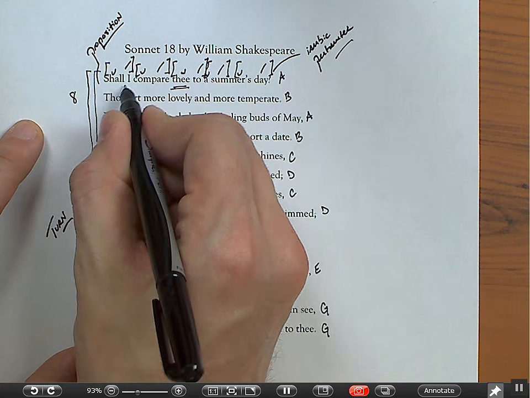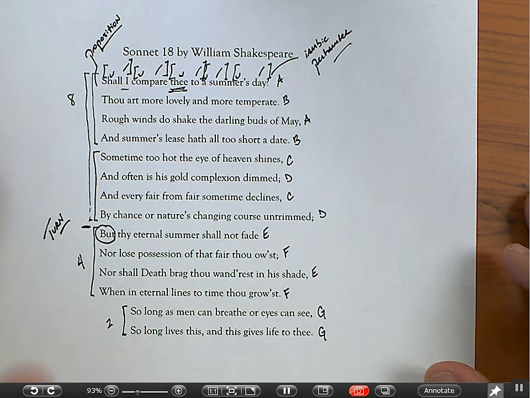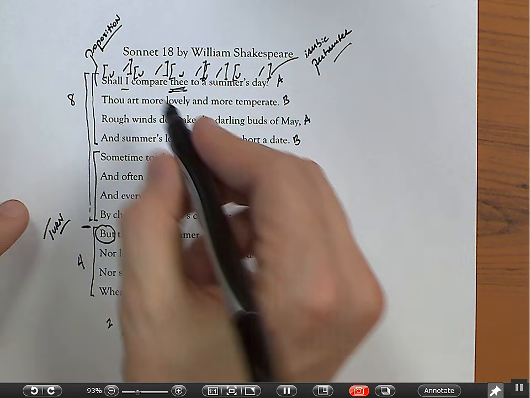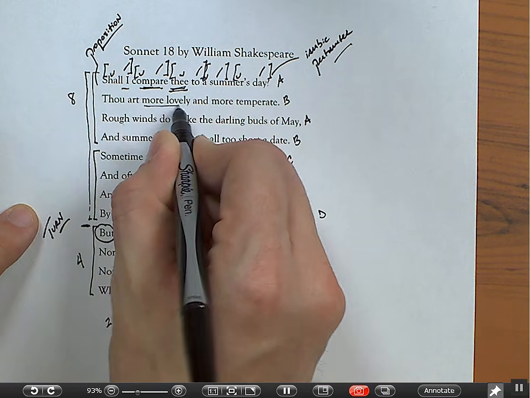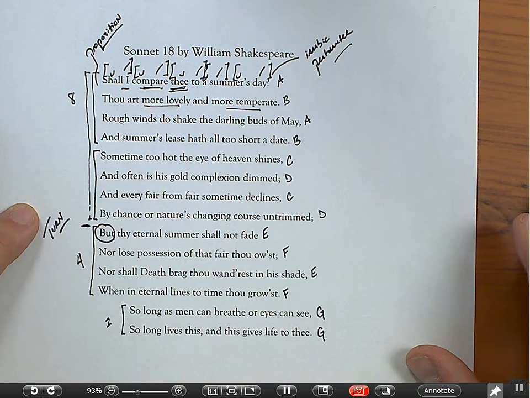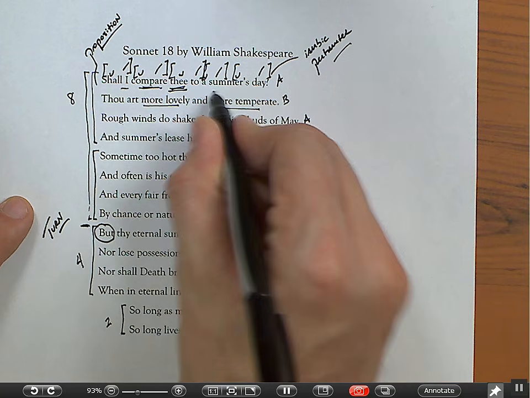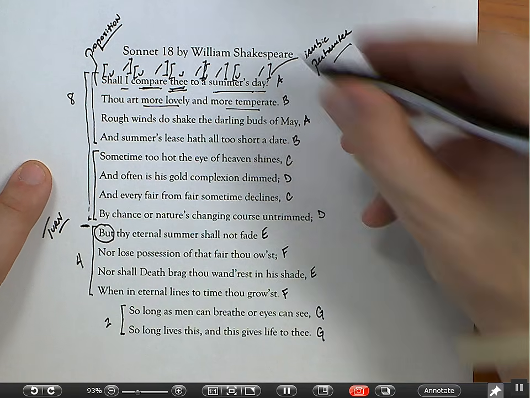So you have a speaker speaking directly to his beloved. It's unclear whether this was a young woman or a young man. But here we have the speaker proposing something to his beloved. And what he's proposing is a treatment of her loveliness and her beauty. Thou art more lovely and more temperate. Her virtues and her qualities he compares to a feature of nature. Shall I compare thee to a summer's day?